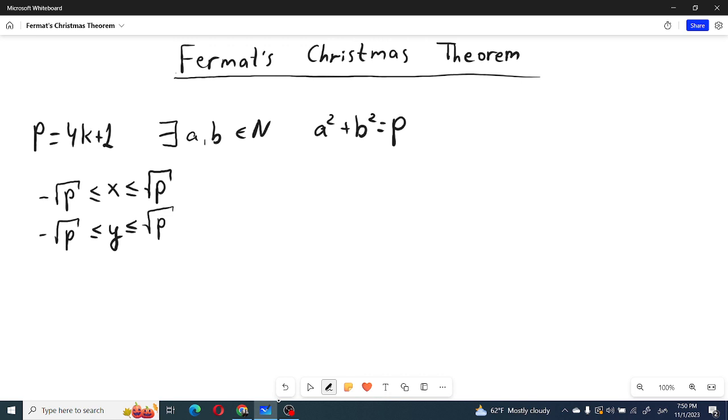To prove this, we need to use the lemma that if we are given any positive integer u, then we can always find x and y in the range from negative square root p to square root p such that x times u will be equal to y mod p.